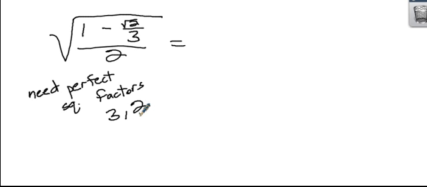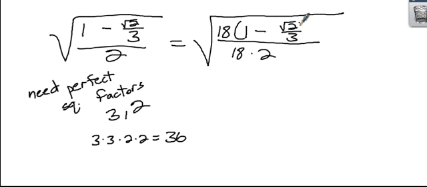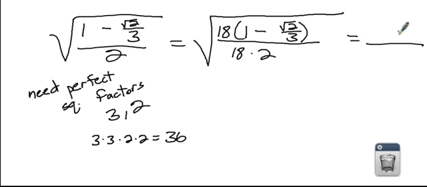Well, 3 times 3 and 2 times 2, if I multiply all that stuff out, I end up with a 36. So my goal is to make this 2 become a 36. How can I make 2 become a 36? Well, what if I multiply 2 by 18? And multiply the top by 18? Okay, on the bottom I get 36.